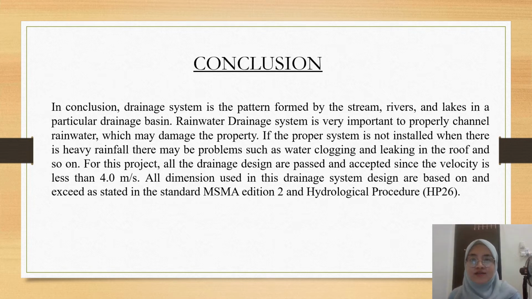Last but not least is the conclusion. For the conclusion, a drainage system is a pattern formed by the streams, rivers, and lakes in a particular drainage basin. A rainwater drainage system is very important to properly channel rainwater, which may damage properties. If the proper system is not installed, when there is heavy rainfall, there may be problems such as water clogging and leaking in the roof, and so on.